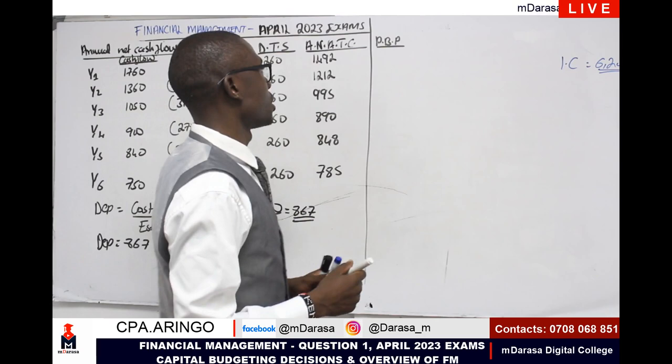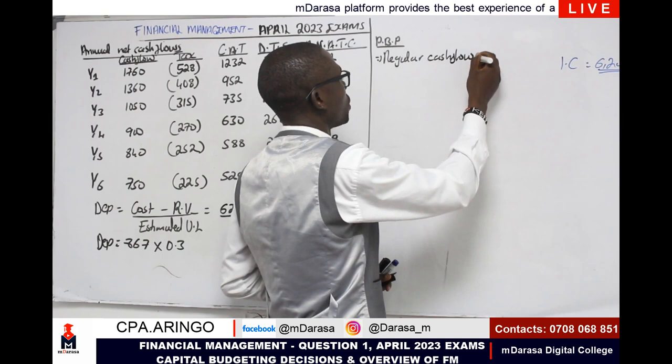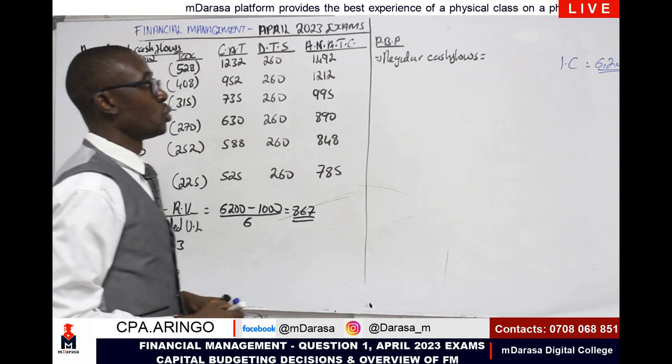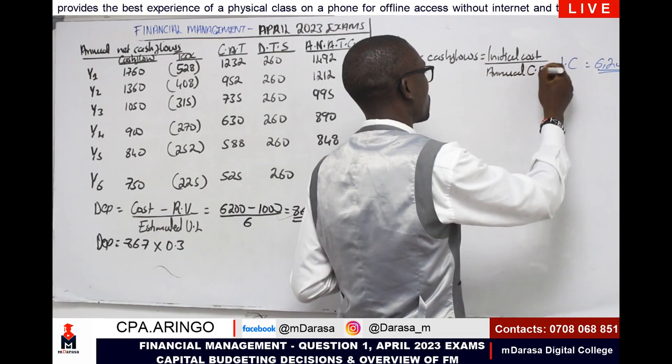We normally tend to look at regular cash flows. In the event that you're having regular cash flows, determining our payback period will always be very simple because we'll just be looking at our initial cost. We divide by our annual cash flows. This will literally give us our payback period when I am talking of regular cash flows.